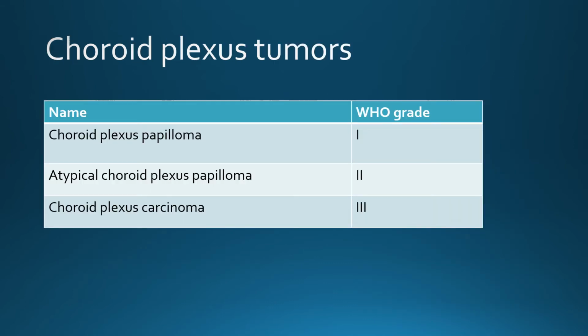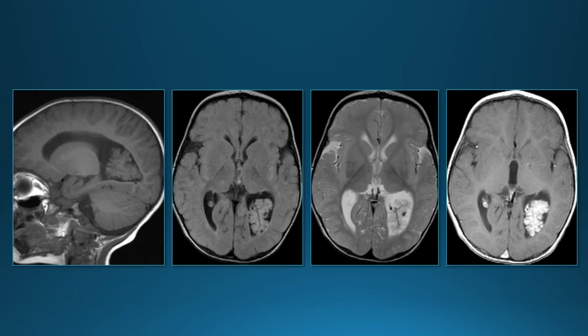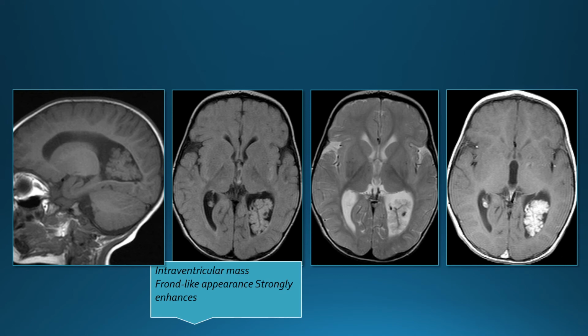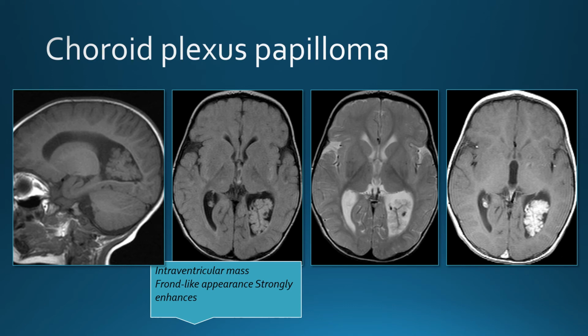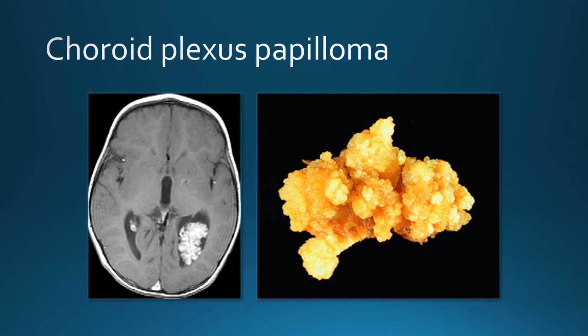Choroid plexus tumors: choroid plexus papilloma is grade 1, atypical choroid plexus papilloma is grade 2, and choroid plexus carcinoma is WHO grade 3. We have a pre-contrast T1, FLAIR, T2, and post-contrast T1. We see an intraventricular mass, frond-like appearance, strongly enhances with contrast. This is a choroid plexus papilloma. On gross, you can see that frond-like appearance of the tumor.